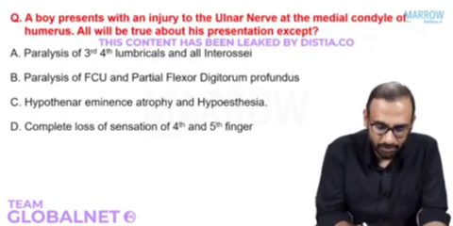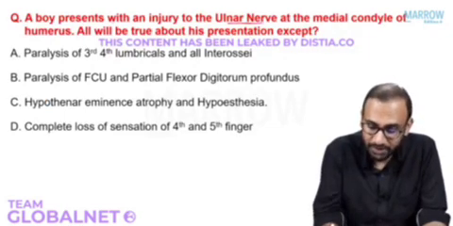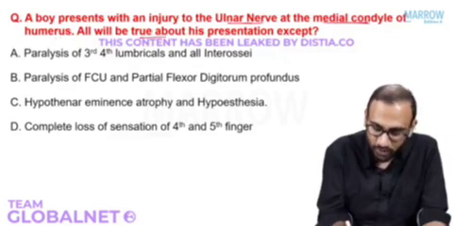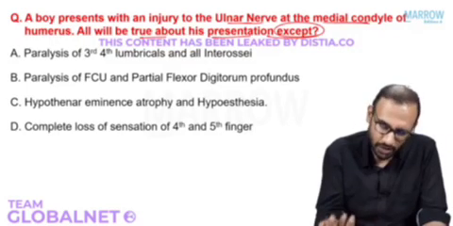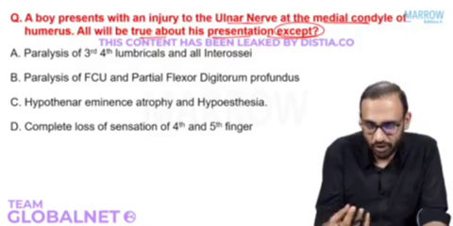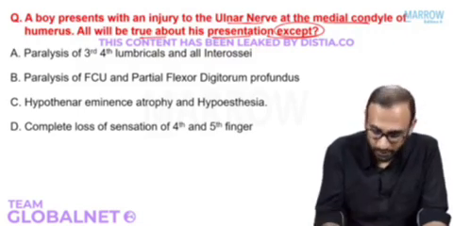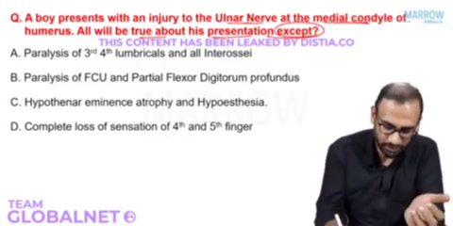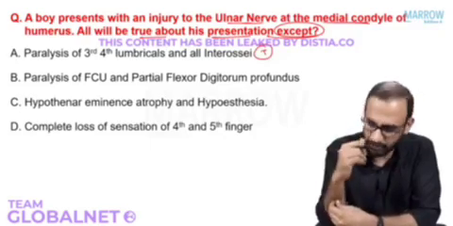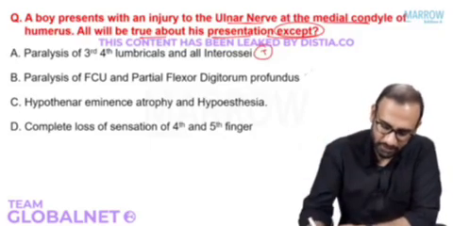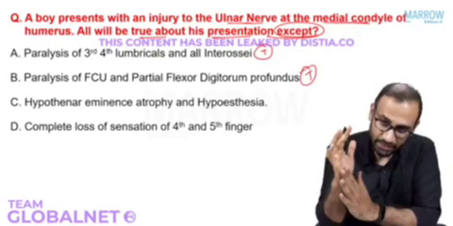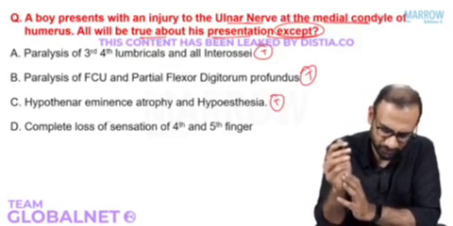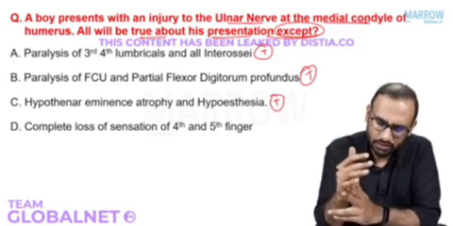Next, a boy presents with an injury to the ulnar nerve at the medial condyle, okay, of the humerus. All will be true about his presentation except. Okay, so it's an ulnar nerve palsy in the medial condyle of the humerus fracture around the cubital tunnel. All are true except. Paralysis of the third and the fourth lumbricals and all the interossei. Yes, true. Paralysis of the FCU and partial flexor digitorum profundus. Yeah, that's true. Hypothenar eminence atrophy and hypoesthesia. Yeah, true. Complete loss of sensation of fourth and fifth finger. That is also true, no?